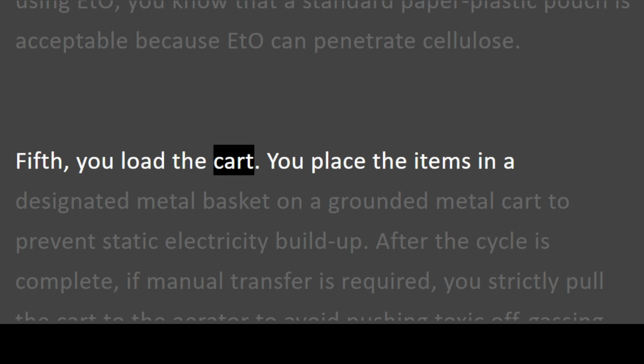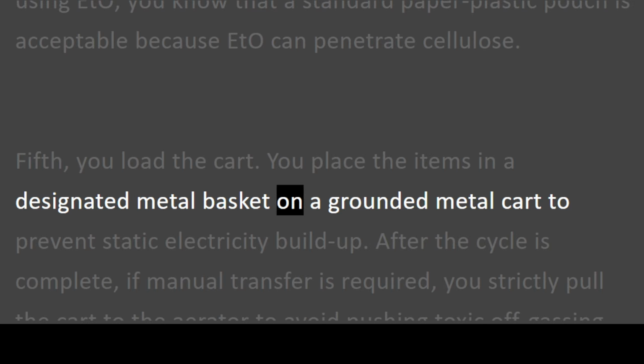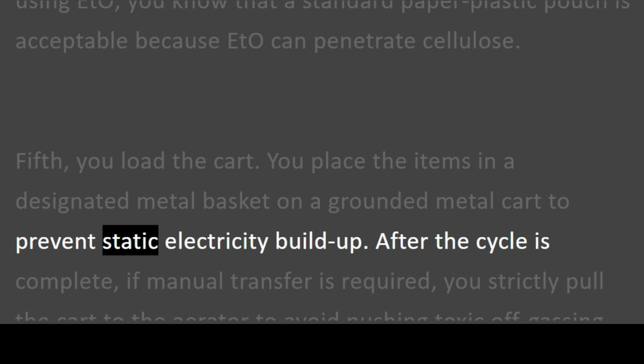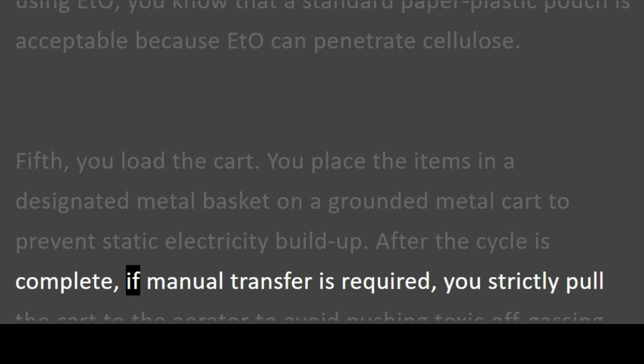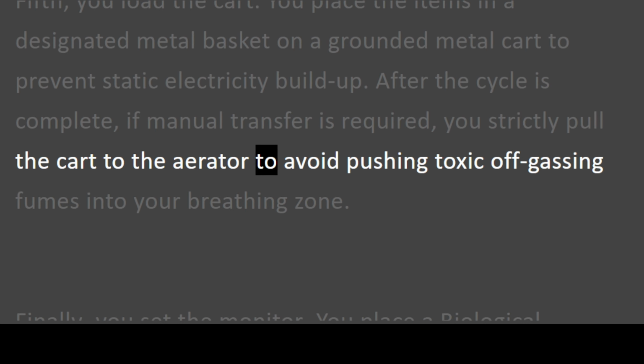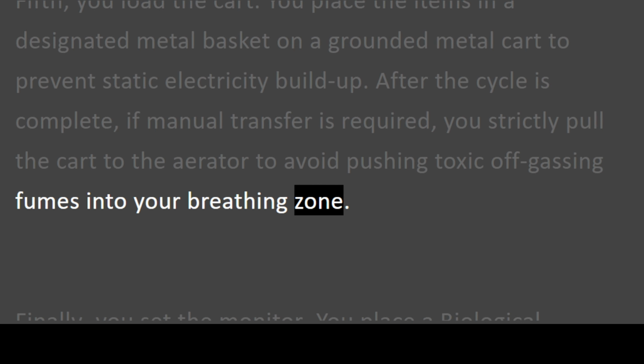Fifth, you load the cart. You place the items in a designated metal basket on a grounded metal cart to prevent static electricity buildup. After the cycle is complete, if manual transfer is required, you strictly pull the cart to the aerator to avoid pushing toxic off-gassing fumes into your breathing zone.